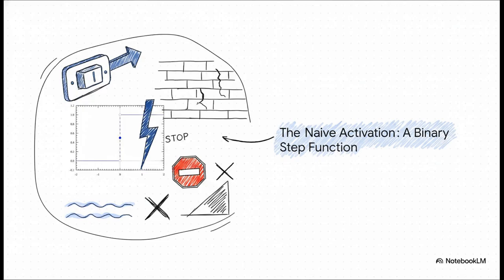But this has a massive problem. It's totally rigid. Because of that sharp vertical jump right in the middle, it's not differentiable. And without a smooth derivative, backpropagation just doesn't work. The network literally cannot learn from its mistakes because it has absolutely no idea how to adjust its weights.